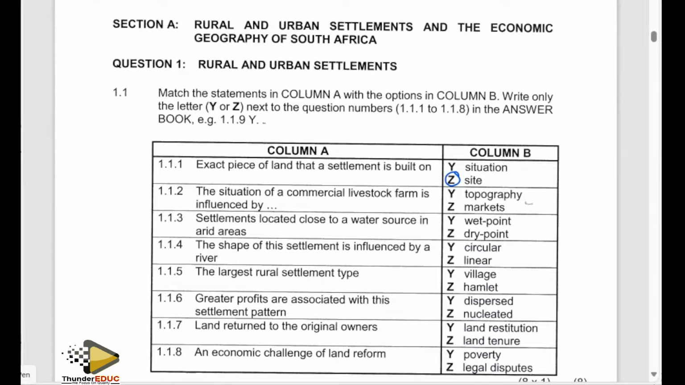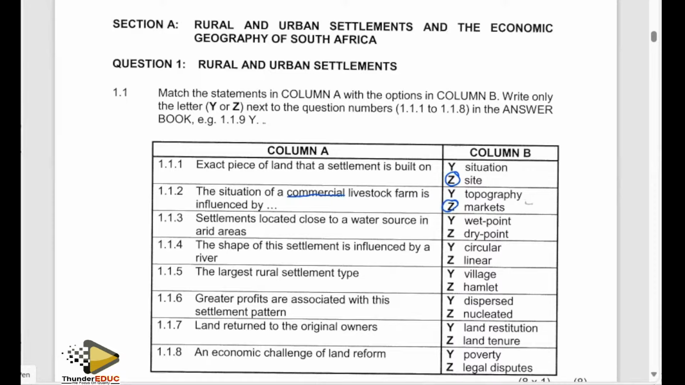The situation of a commercial livestock farm is influenced by. Right, our question here is based on a commercial livestock farm. What influences the establishment of a commercial livestock farm, regarding its surroundings? We know that when we're talking of commercial farmers, their main purpose is to produce for sale. So they should consider the availability of markets in their surroundings. So the correct response is Z for question number 112.